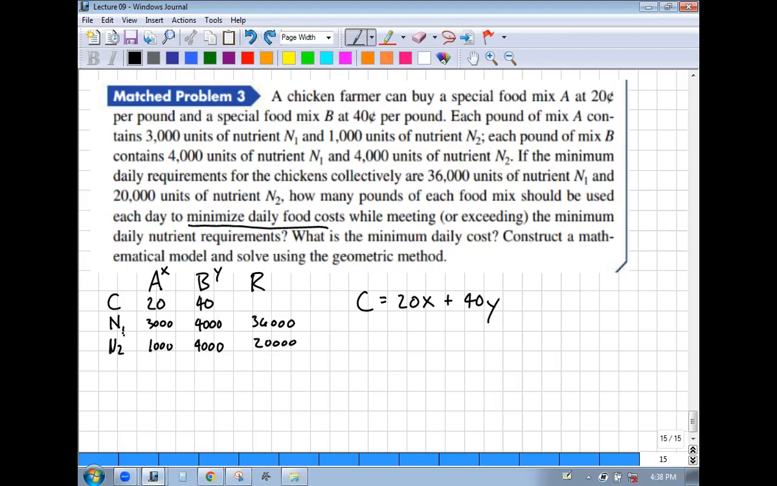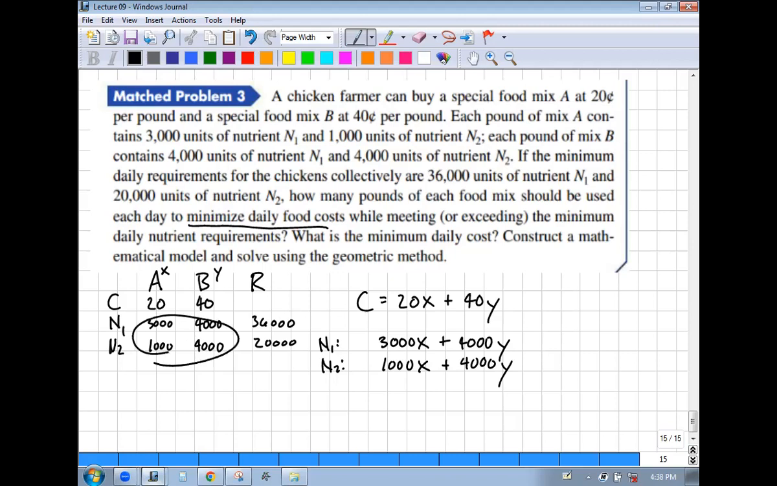So let's see, for N1, we have 3,000 times pounds of A and 4,000 times pounds of B. So that's what we get about the information from N1. The information from N2, we have 1,000 units per pound of mix A and 4,000 units per pound of mix B. So that's what we get from here.